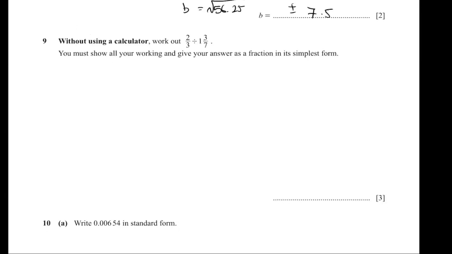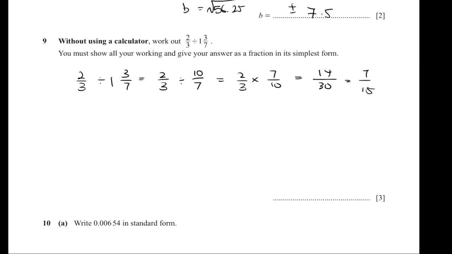Without using a calculator, work out this answer here. Let me just show it to you. 2 over 3 divided by 1 3 over 7, which is equal to 2 over 3 divided by 10 over 7. 2 over 3 multiplied by 7 over 10 is 14 over 30. Simplify, 7 over 15, and that's your answer.